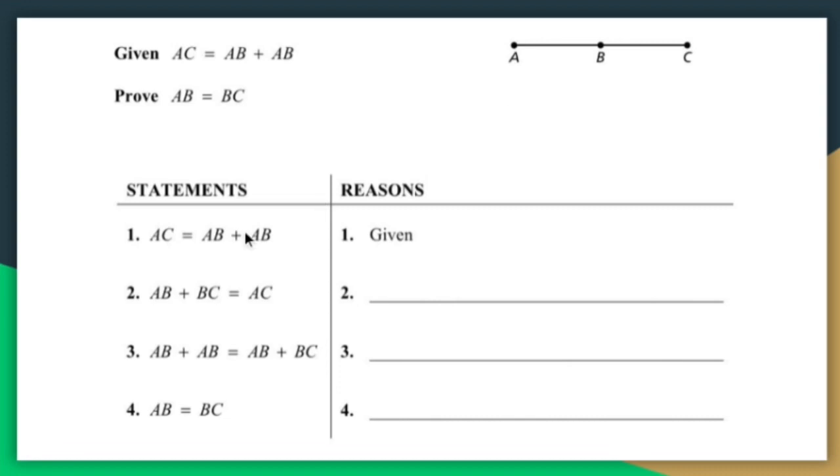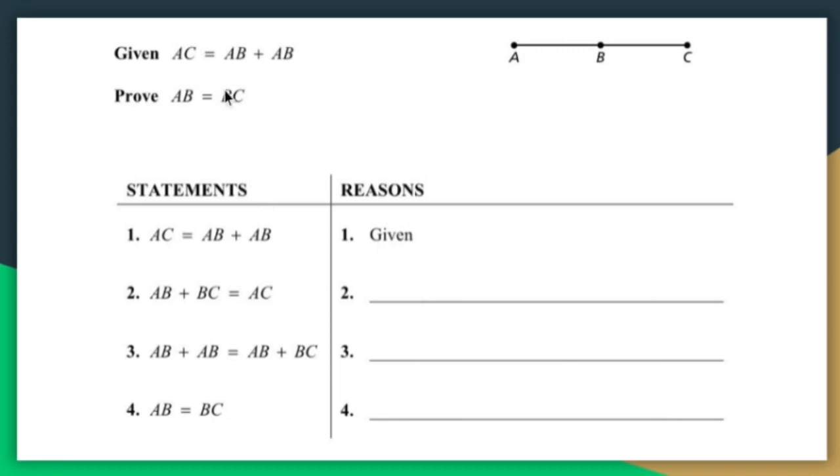So, whenever you have a two-column proof, 99.9% of the time, your first statement and reason is going to be your given. Write that out. If this was completely blank, you would always start out with AC equals AB plus AB, and my reason is because that's the thing that you gave me. Step one, finished.